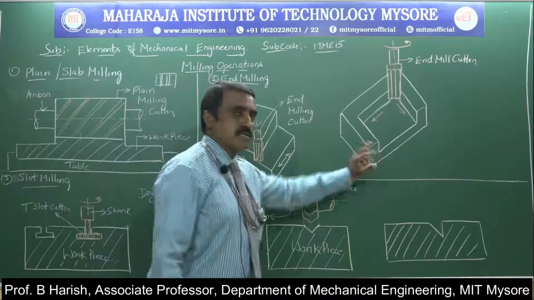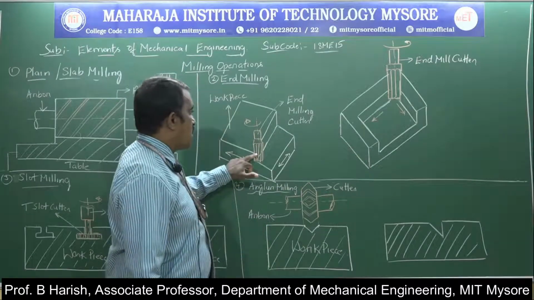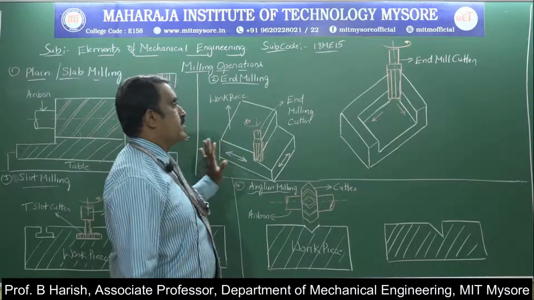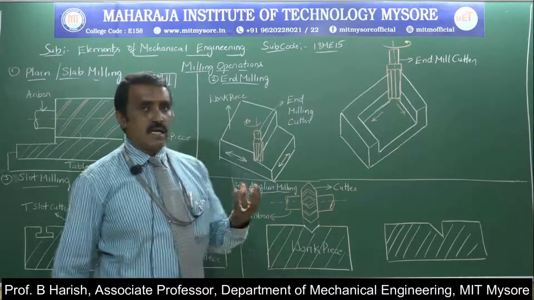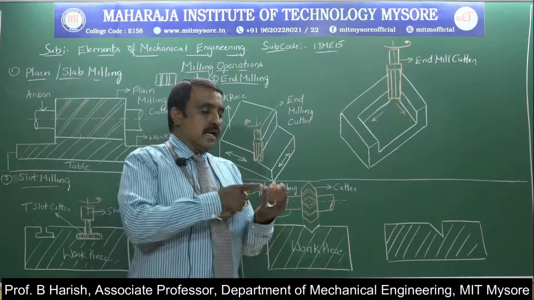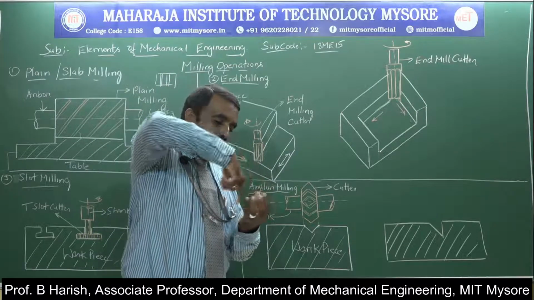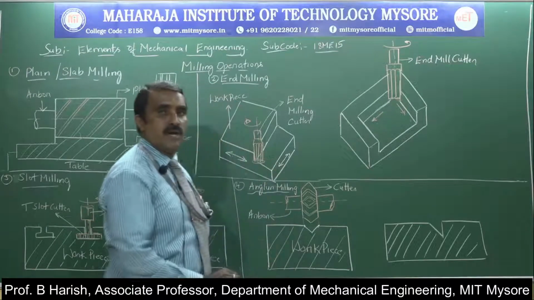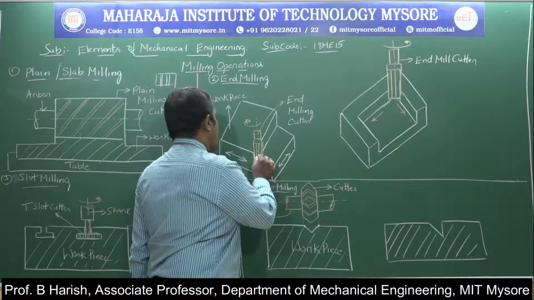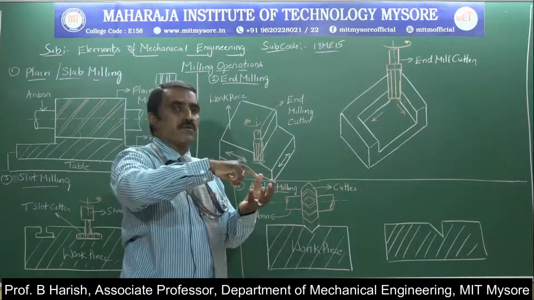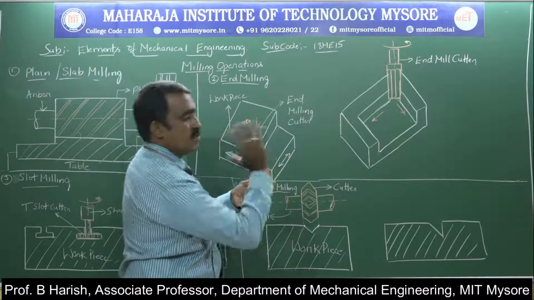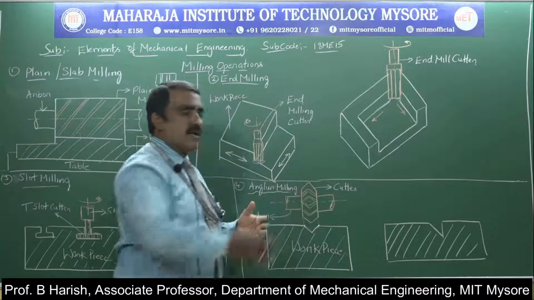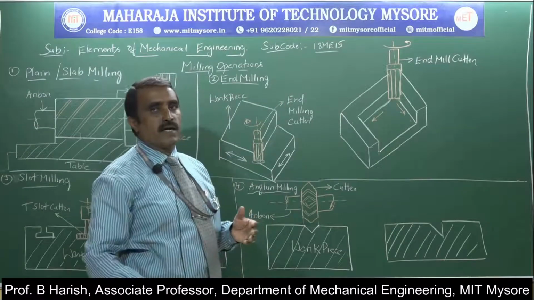Two different sketches I have drawn. Here this is the cutter, called an end milling cutter, and this is the workpiece. The end mill cutter will have cutting edges on the bottom surface, and the surface around it, which is circular in cross section, that is the vertical surface, will also have cutting edges.